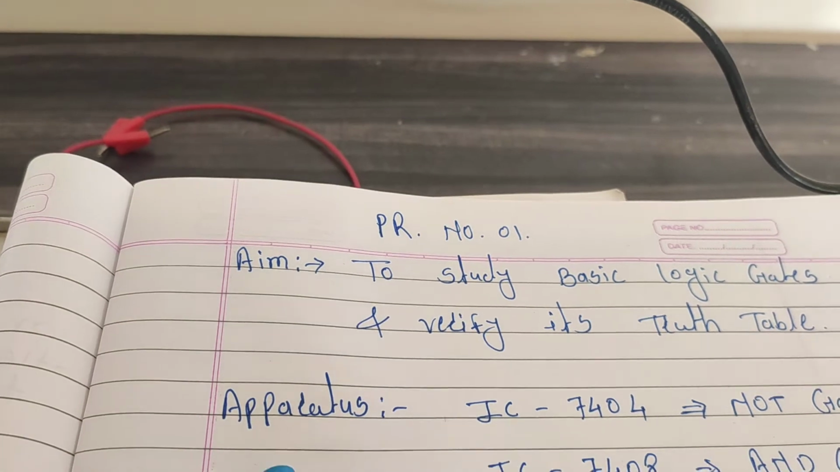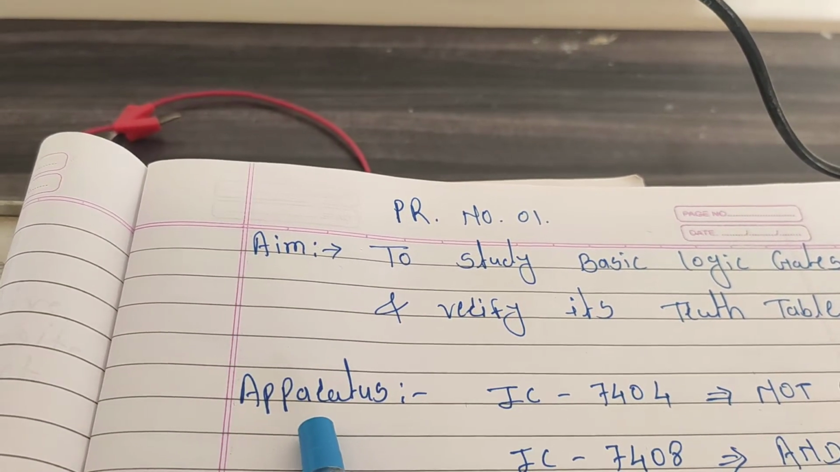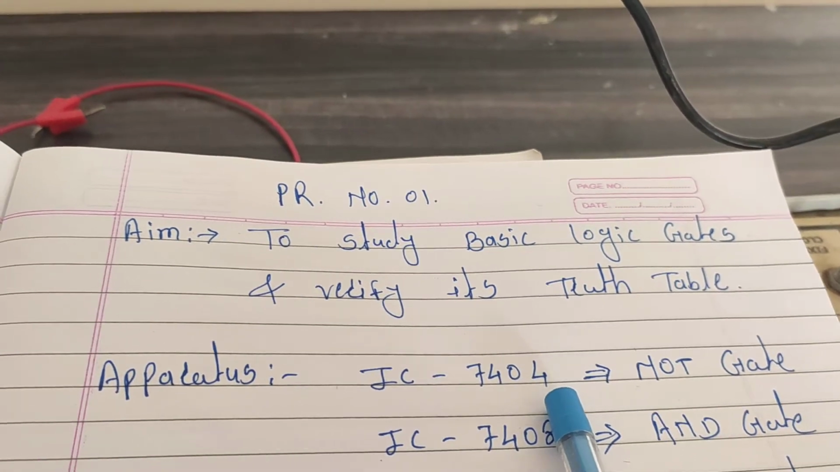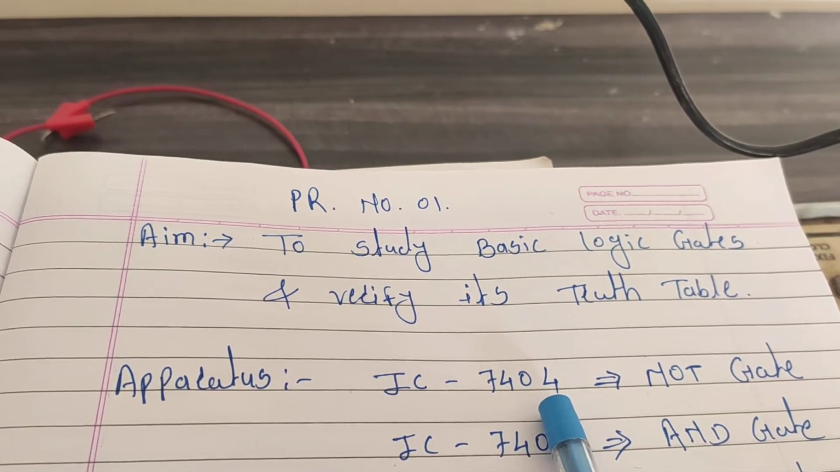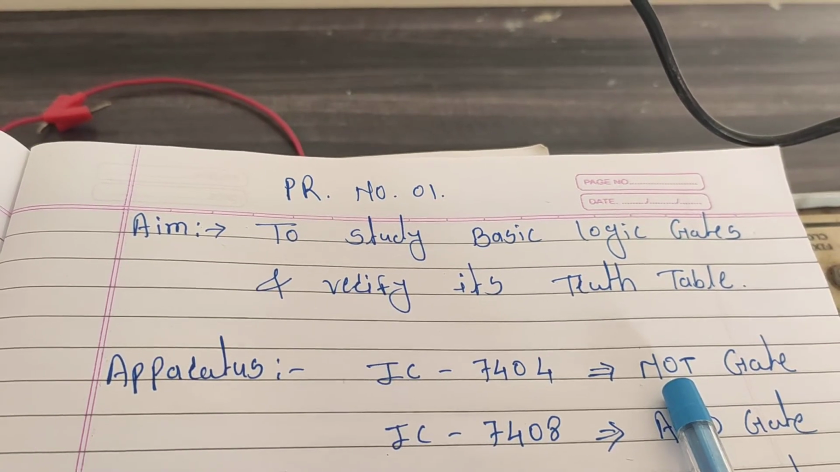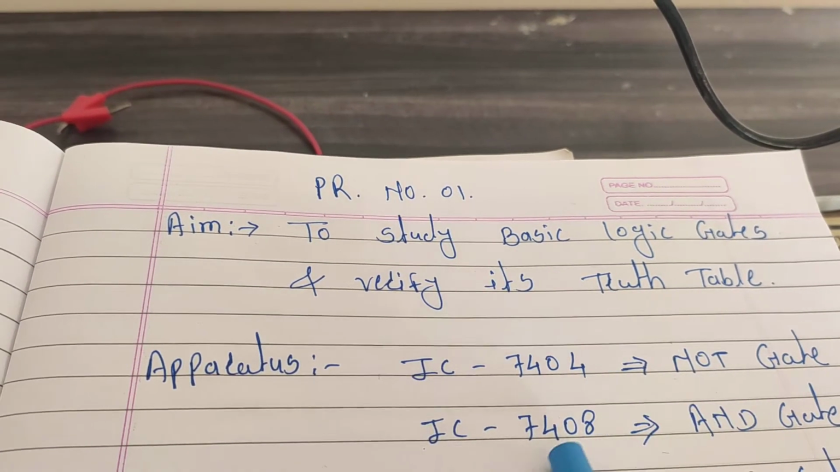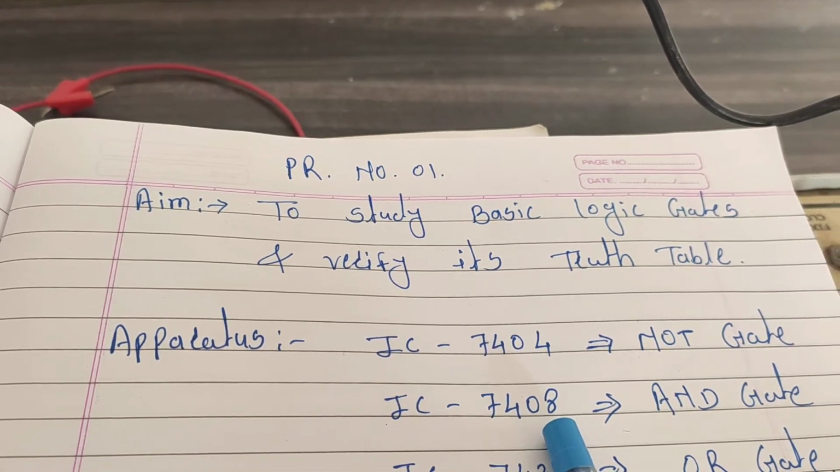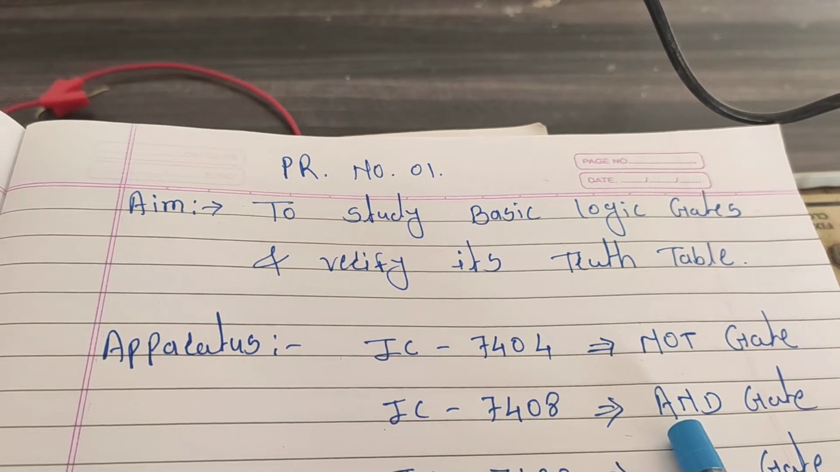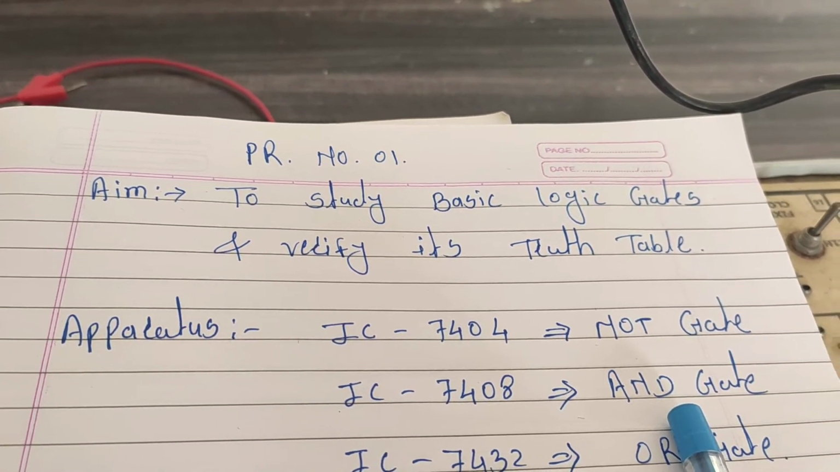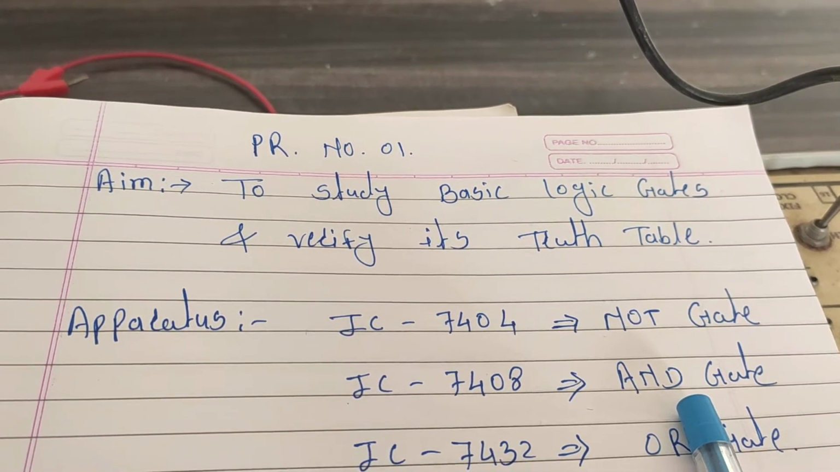Now for this experiment we require the apparatus as IC 7404. This 7404 IC is nothing but an IC for the NOT gate. This NOT gate is also called the inverter. Then we also require IC 7408. IC 7408 is the IC number for the AND gate. AND gate is used for multiplication in digital.